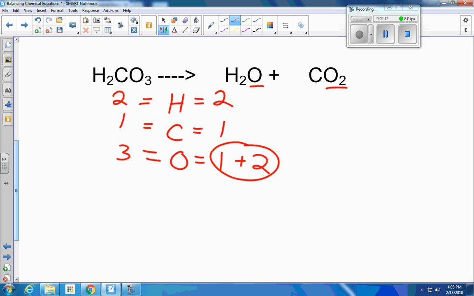Now this particular equation, if we take a look, hydrogen is balanced, carbon is balanced. I have 3 oxygen on the reactant side, and 1 plus 2 equals 3 on the product side. So this equation is already balanced. Let's try another one.